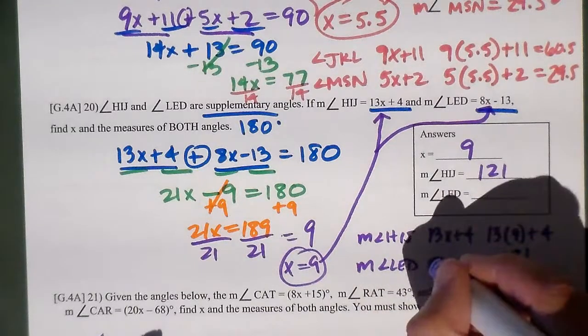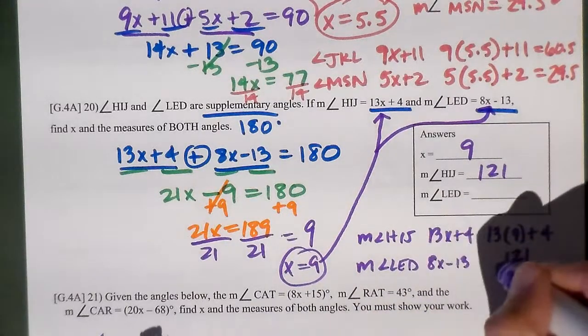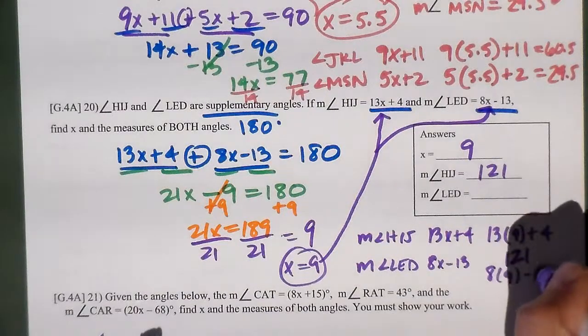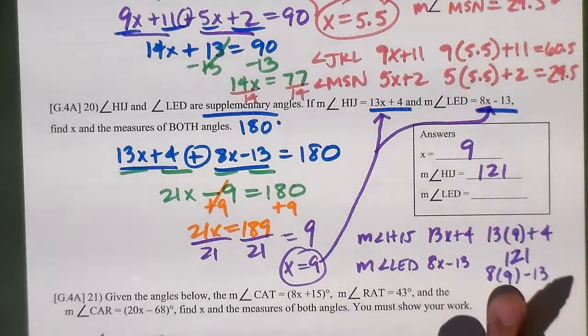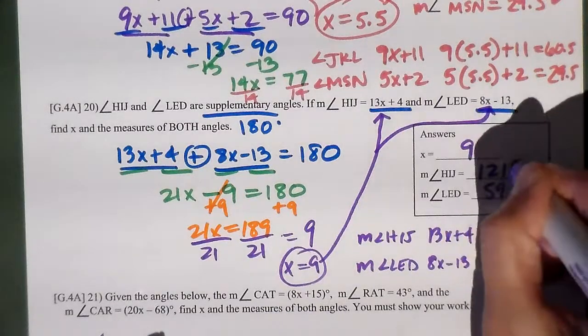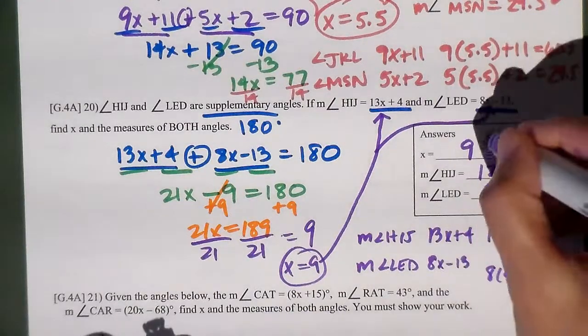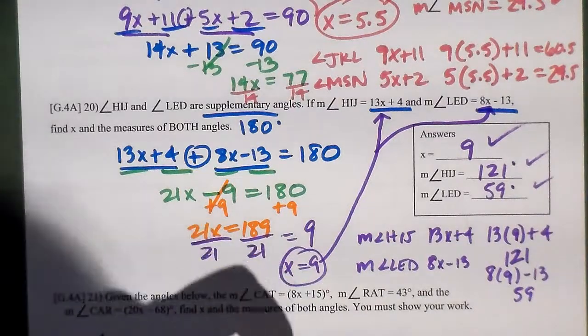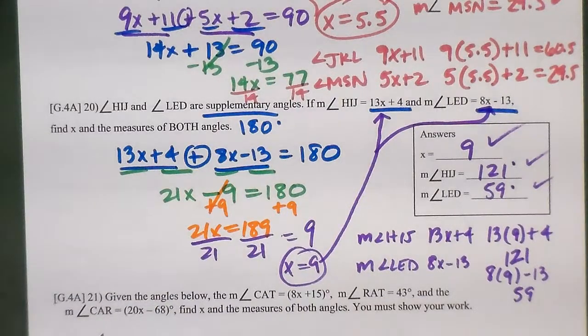LED is 8x minus 13, which means 8 times 9 minus 13. I'm just plugging 9 in for x. So 72 minus 13 is 59. 59 degrees. And these are correct because these two do add up to 180. So that's how you did the complementary and supplementary angle portions.